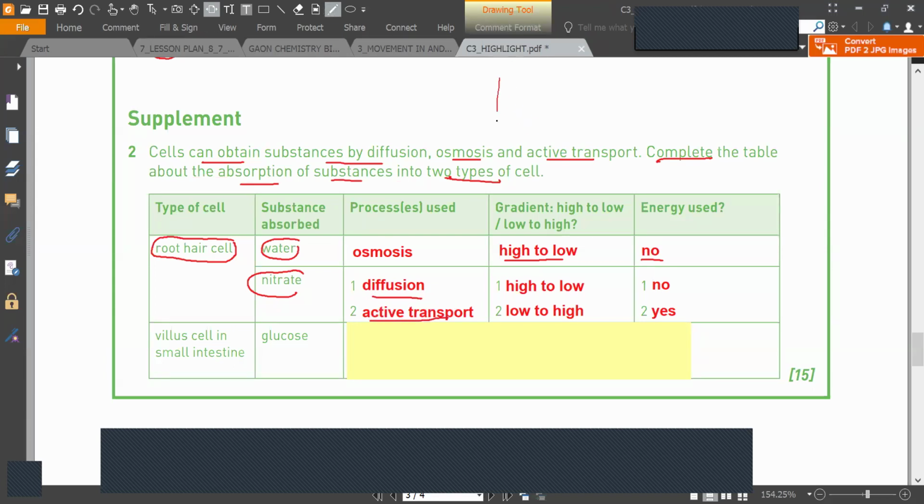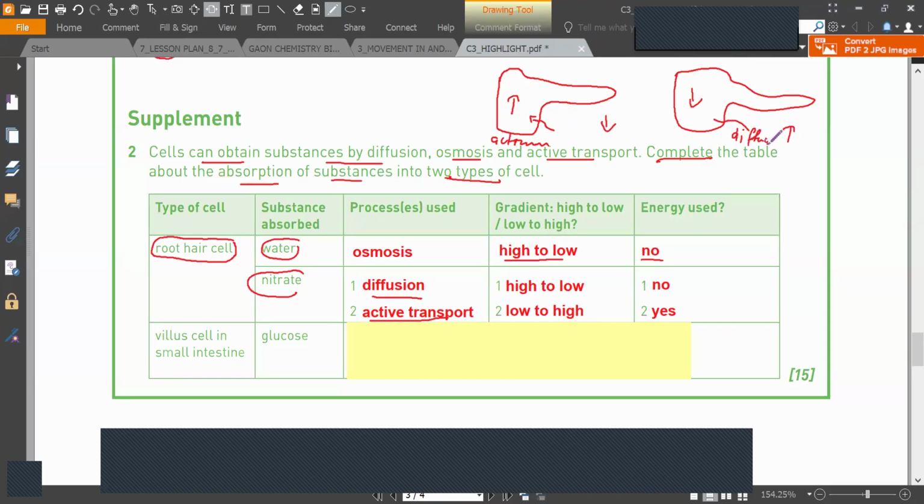Like what we mentioned just now, when inside is high and outside is low, we will need active transport to bring it in. When outside is high and inside is low, we will have diffusion. Diffusion is from high to low, and no energy is needed. For active transport, outside is low, but we still want to bring it in, so we will be using active transport and using energy.